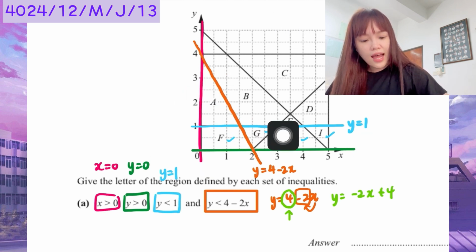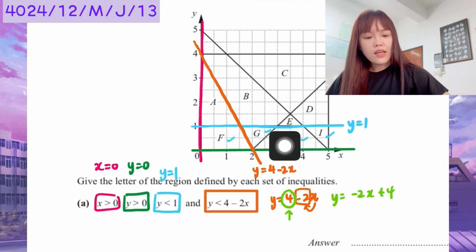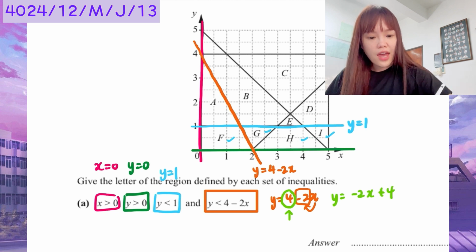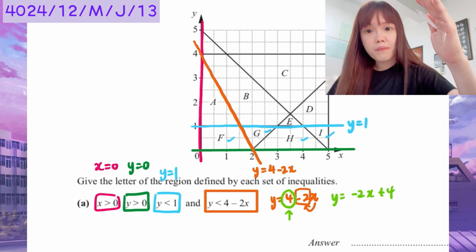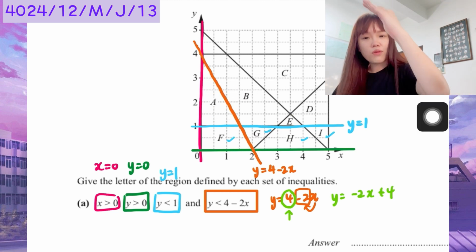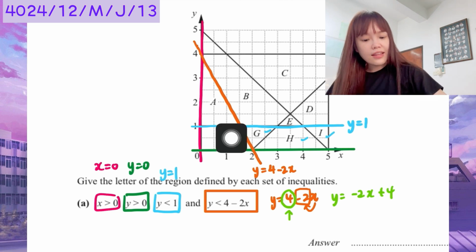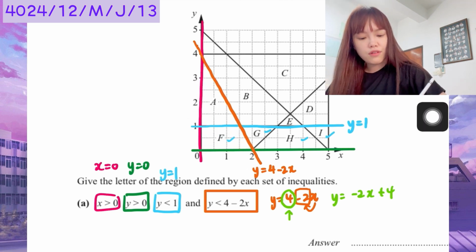So the regions where y is larger than are B, C, D, E, G, H, I. Don't forget to combine with the first three inequalities, which is G, H, and I. That is larger than. And if it's smaller than, then it will be A and F. And combine with just now, which is your F.